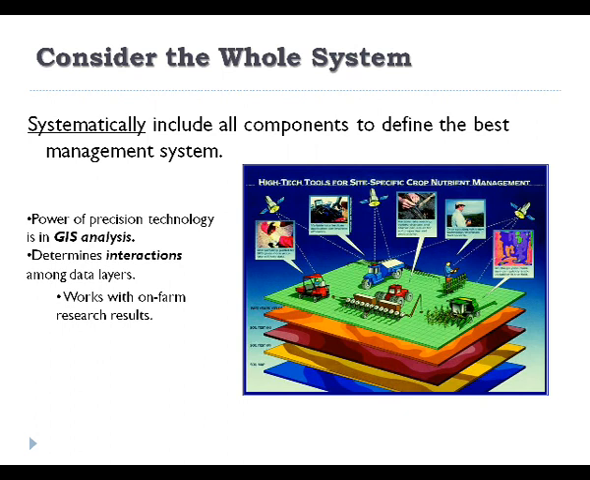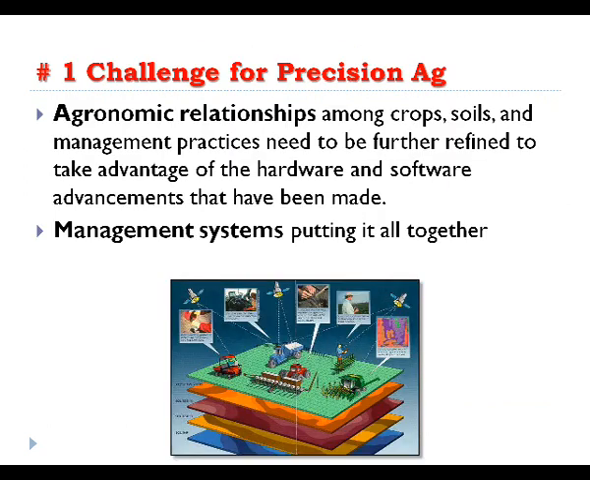It works with on-farm research results as well as with university and industry research results. It helps us to make better informed, site-specific decisions that are targeted directly for the field that we're working with. The number one challenge for precision ag, I see, is the agronomic relationships among all of those crops, the soils, the practices that come into play, and how we can refine those relationships so that we can take advantage of the hardware and software tools that are available to us. So management is really putting all those pieces together in a decision process.